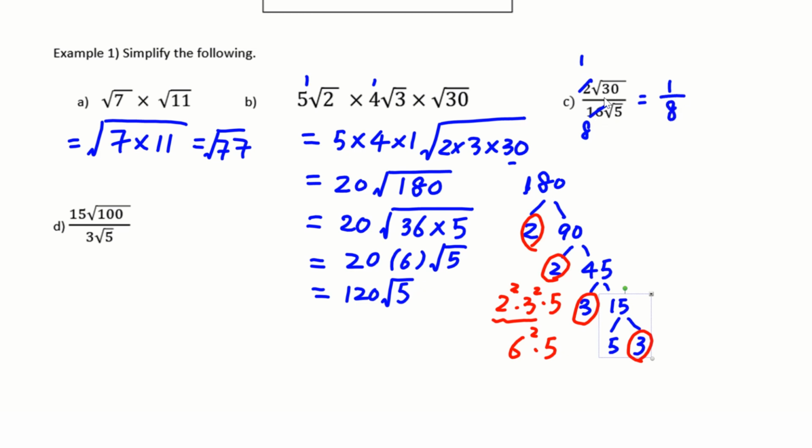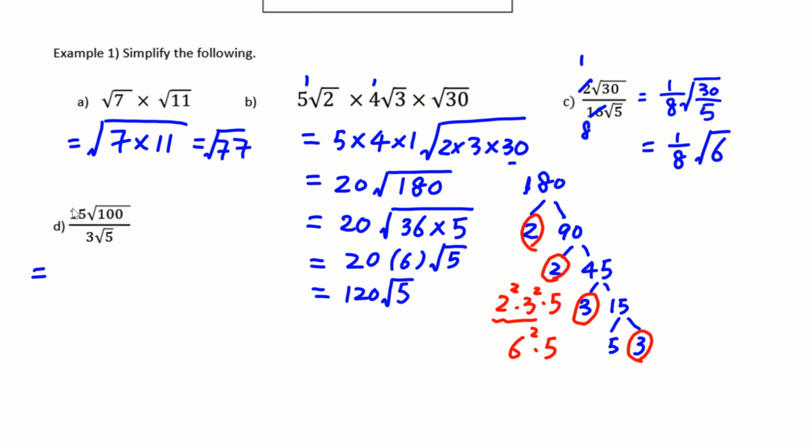Then these two radical signs, same division, you could just divide the radicands. So you will have 30 divided by 5. Then equals 1/8 times square root 6. 6, you have only 2 and 3. The factors have no perfect square number, so just leave it there.